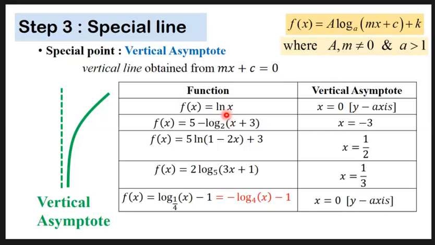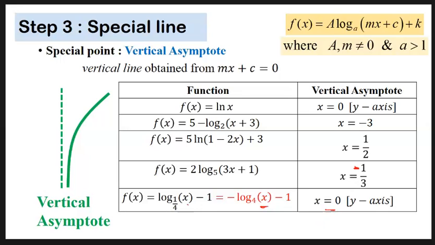So for the first example, if I have f(x) equals ln x, we just take x equals 0. So the vertical asymptote is x equals 0, which corresponds to the y-axis. The next one, x plus 3 equals 0, so I have x equals negative 3. For 1 minus 2x, we have x equals 1 over 2. For 3x plus 1, I have x equals to, so in here, I think there is a slight mistake. It's supposed to be negative 1 over 3. And the last one will be x equals 0, the y-axis as well.